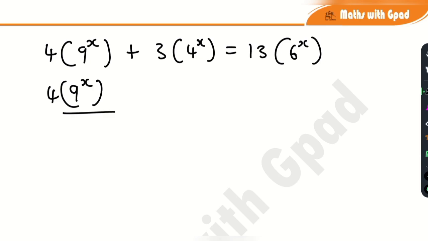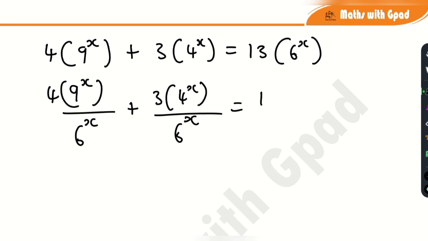I can divide it by 6 raised to the power of x. All right. Then plus same thing here. 3 bracket 4 raised to the power of x divided by 6 raised to the power of x is equal to 13 bracket 6 raised to the power of x all divided by 6 raised to the power of x. Now watch this. This cancels this, so I just have 13 on the right hand side.